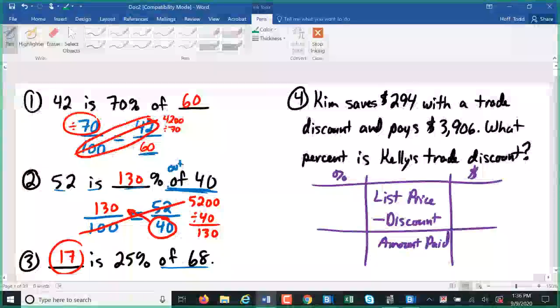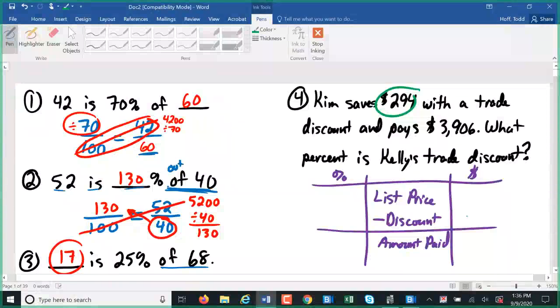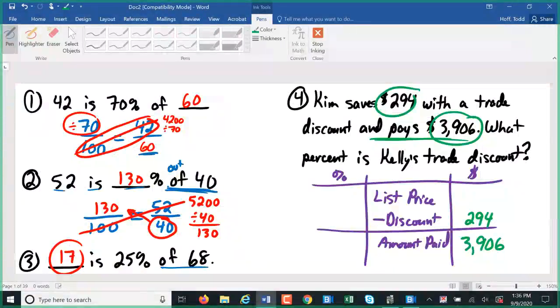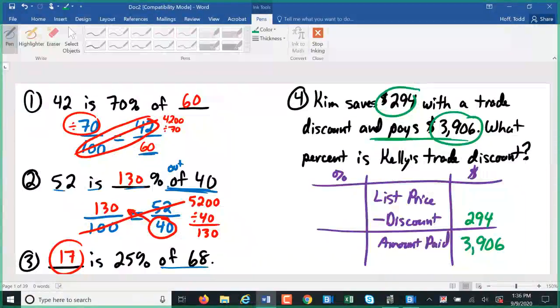Now let's go through the problem and pick out what we have. We have $294 represents the discount. So on the dollar side, by the discount, we put 294. We have 3,906. That's the amount paid. So again, on the dollar side, by the amount paid, we put 3,906. Now, you can do other versions of the table or other ways of organizing it. This is just an example of one way to organize this information.